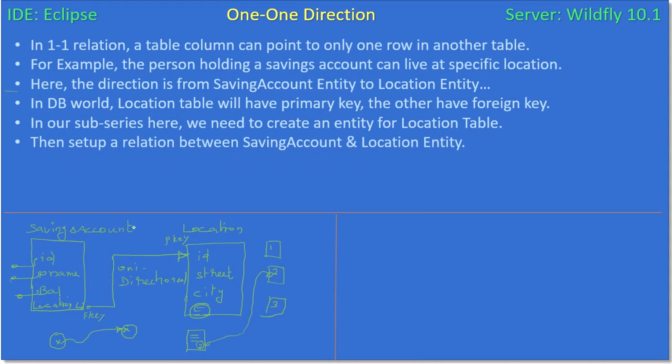So in our sub-series here, we need to create an entity for location. We already have the savings account. We need to create an entity for the location table for this one, then set up a relation between savings account and location. By doing so, we will learn the one-to-one relation and how we can work with two entities, thereby setting up the relation and modeling the database one-to-one relation between two tables.